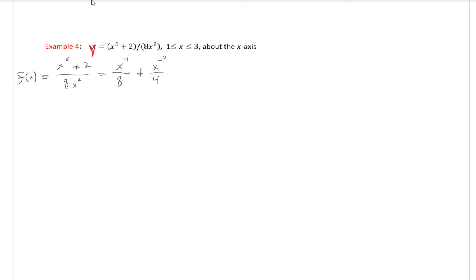Now this might look familiar from a problem we did in the arc length section, because it is basically one of those. If we take the derivative of that, we end up getting, the 4 comes down, we get x to the 3rd over 2. And then for the second one, the negative 2 comes down, and we get minus x to the negative 3rd over 2.